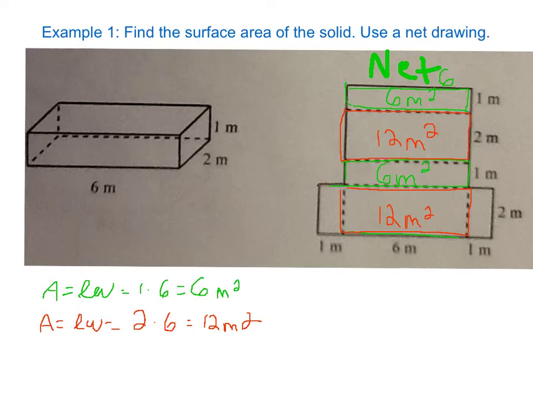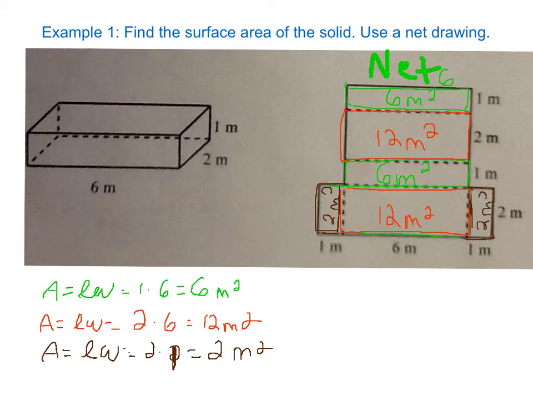Now it leaves us with 2 little rectangles here, so I'm putting those in brown. There and there. So the area of those brown ones, length times width, that would be 2 times 1, which is 2 meters squared. So this is going to be 2 meters squared in there and 2 meters squared in there. So now we found the area of each individual side.